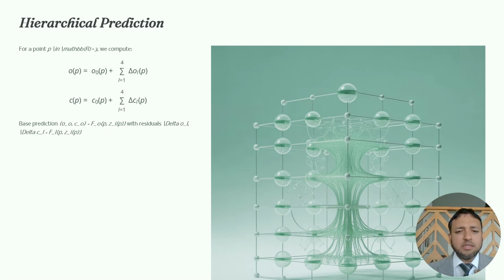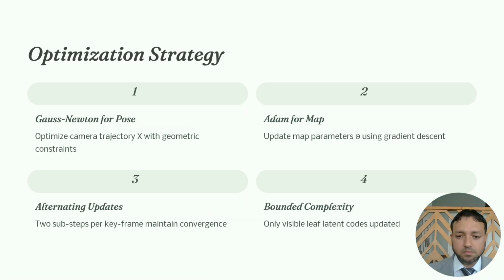Now, a base decoder F naught provides coarse occupancy and color, and higher level decoders add residuals delta O, delta C at final scale. These residual pathways capture both broad structure and subtle surface details for inspection. Now, we use Gauss Newton for pose and Adam for the map, alternating updates per keyframe to maintain stability. Bounded complexity is enforced by updating only visible leaf latent codes, keeping compute predictable.